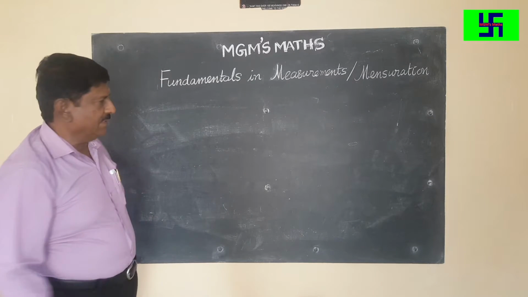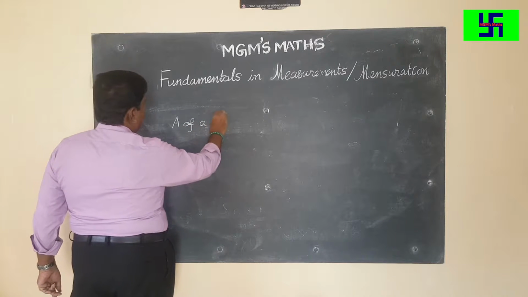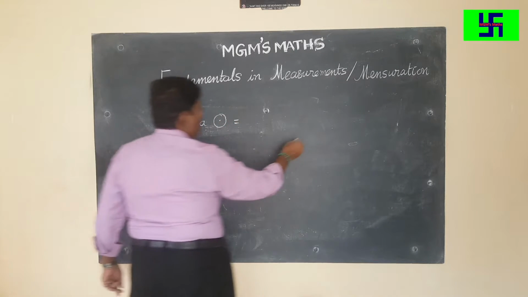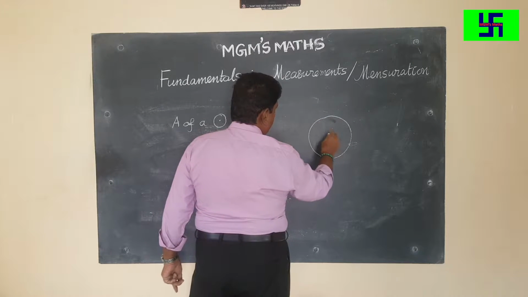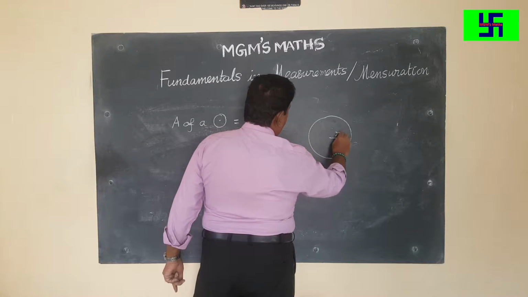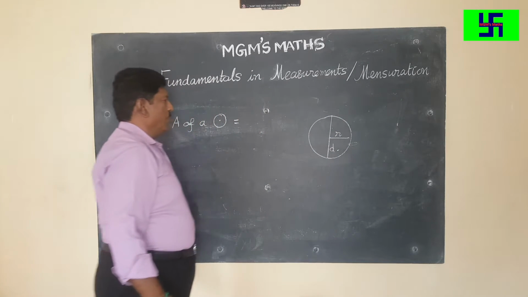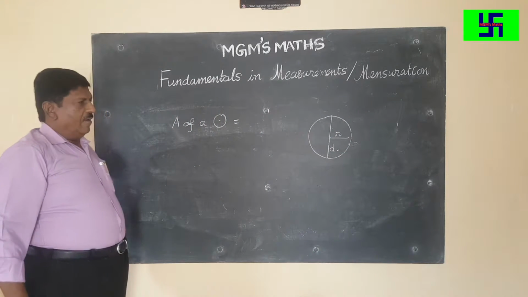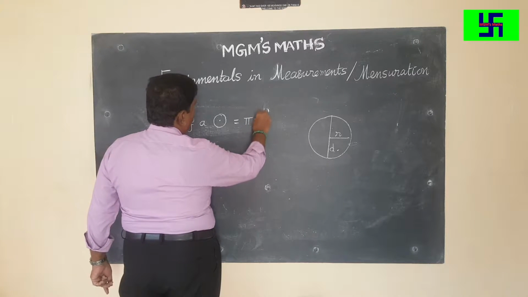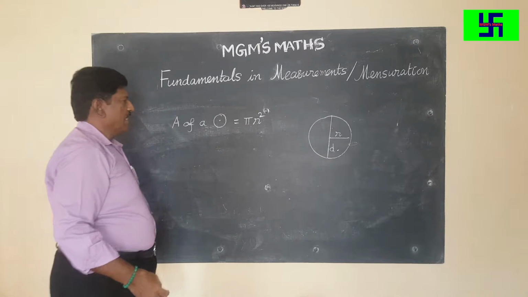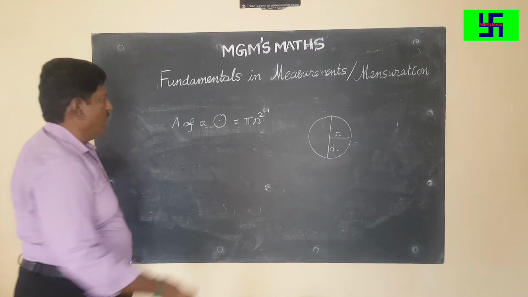A circle, area of a circle. You take a circle of this shape. This is the radius and this is the diameter. Area of a circle is pi r square. Area of a circle is pi r square square units.